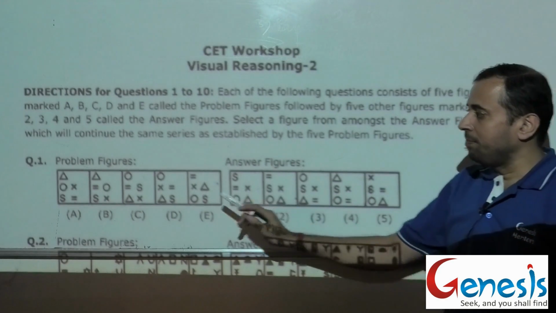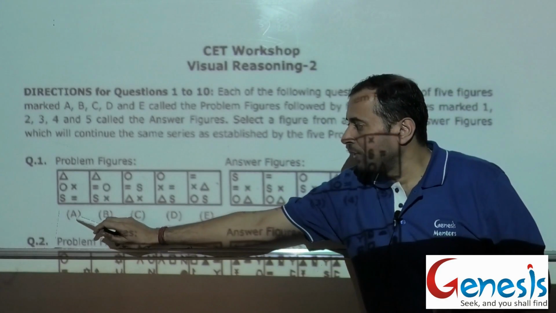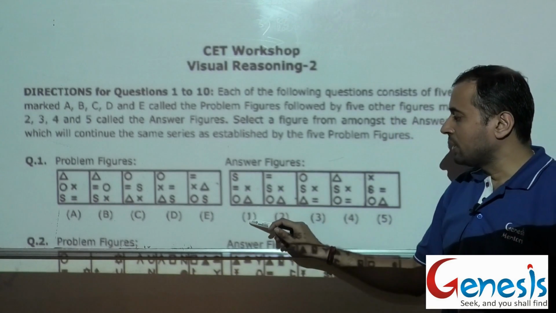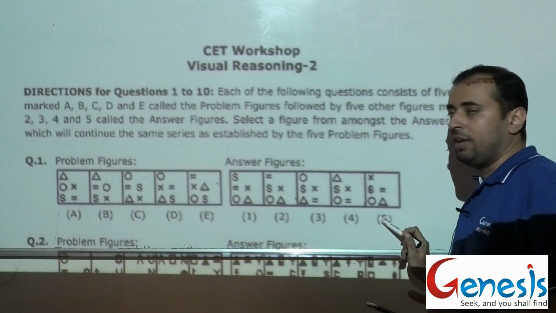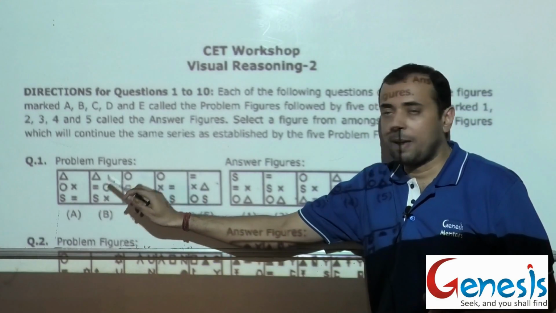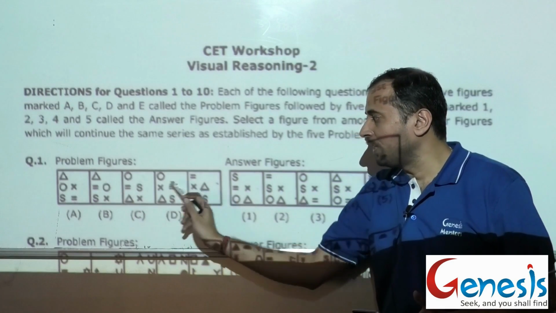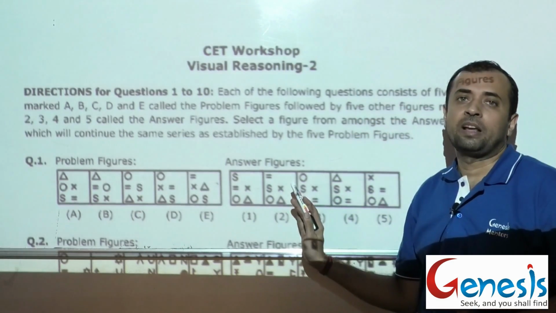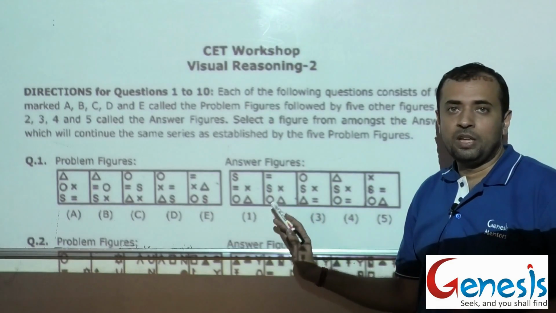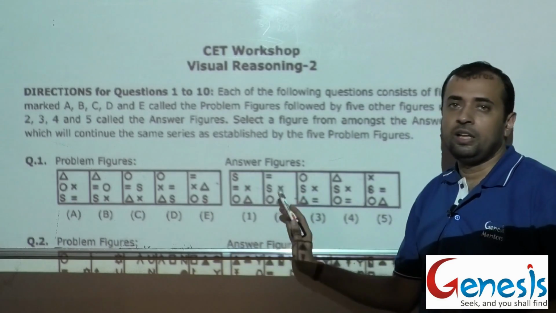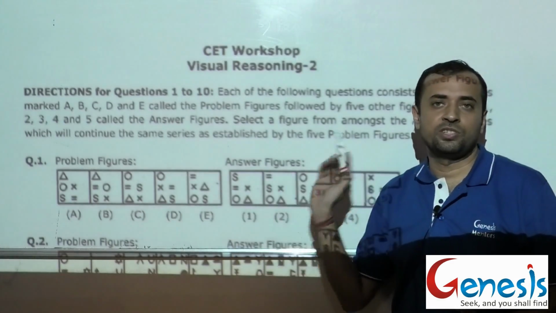So same concept, same 5 problem figures A, B, C, D, E, same 5 answer figures 1, 2, 3, 4 and 5, and I need to first establish the relationship or establish a series between the problem figures using some logic, and I need to extend it to get my correct answer. The correct answer would be the figure which is going to be after E, following the same pattern or establishing the same series.